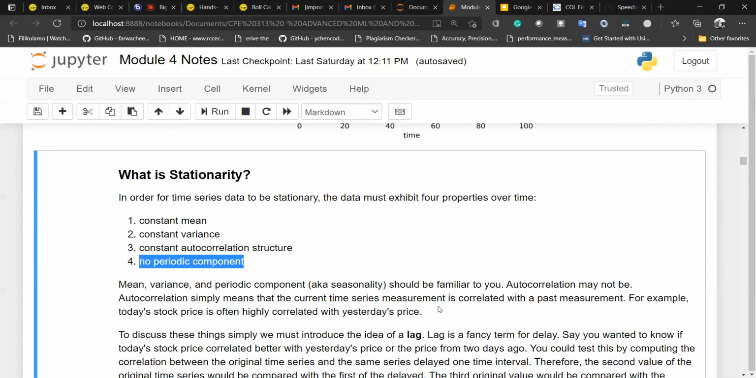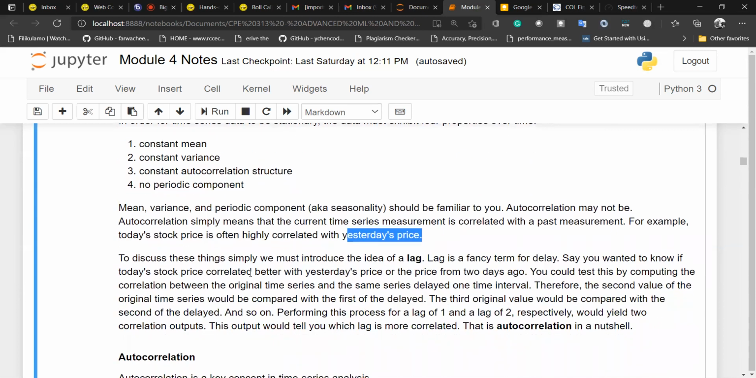For example, today's stock price is often highly correlated with yesterday's price. To discuss these things simply, we must introduce the idea of lag. What does lag mean in terms of time series? Lag is a fancy term for delay. So when we say lag, there is a delay.